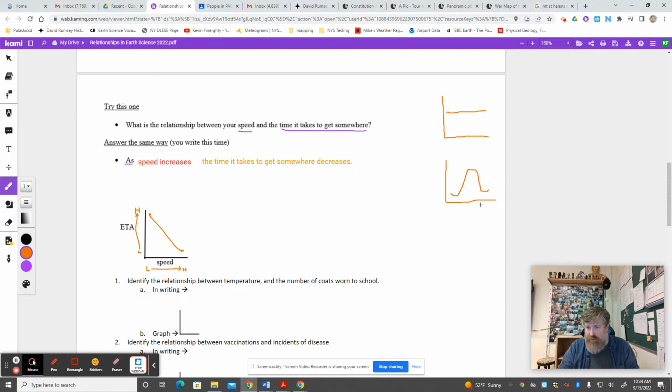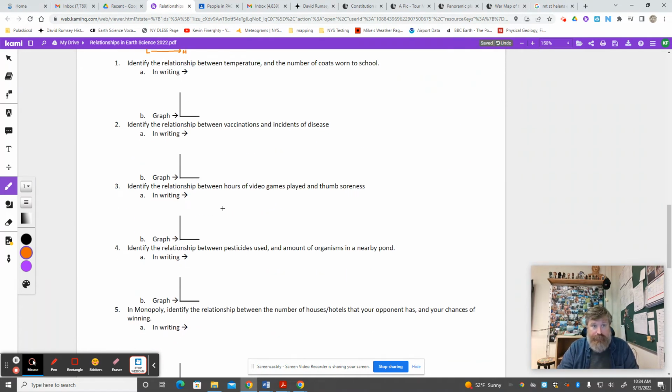So like take increasing time versus tides. They go low, high, low, high, low, high over and over again. That's a cycle. Those are a little more complicated, so don't worry about those today. Let's just do the basic two that show up over and over and over again.